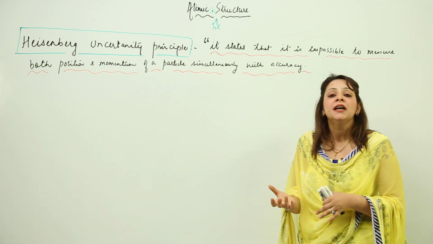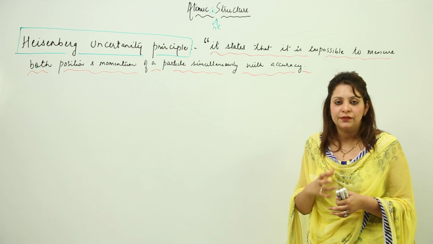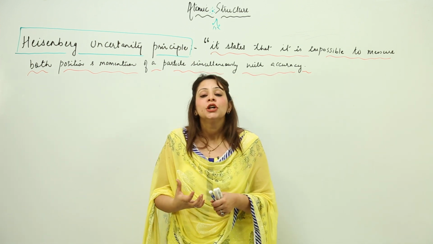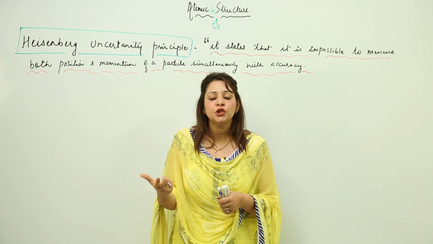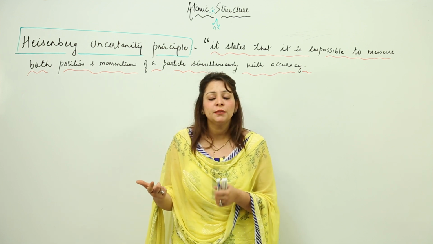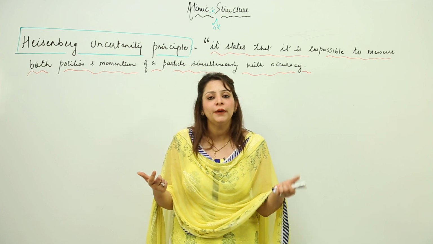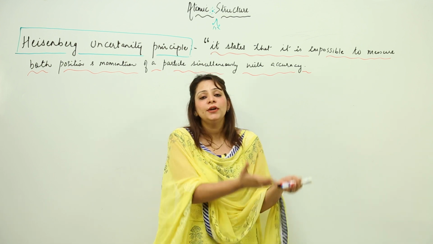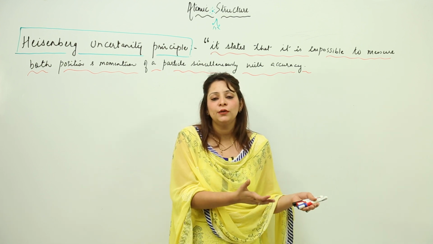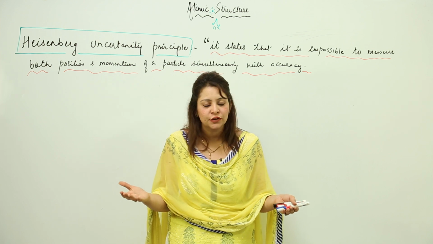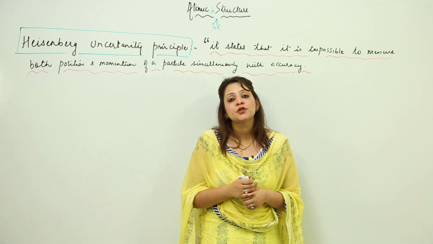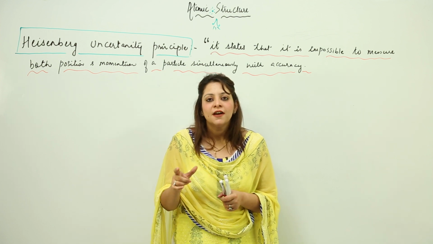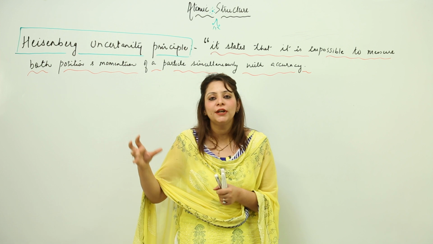That means we can find them, but the value is not going to be accurate every time. If we make an attempt to find the correct value of the position, we will get the correct value of the position, but there won't be an accurate value of the momentum. Likewise, if we make an attempt to calculate the accurate value of momentum, we may get it, but we won't get the accurate value of the position. So we cannot measure the position and momentum of the particle simultaneously with accuracy.